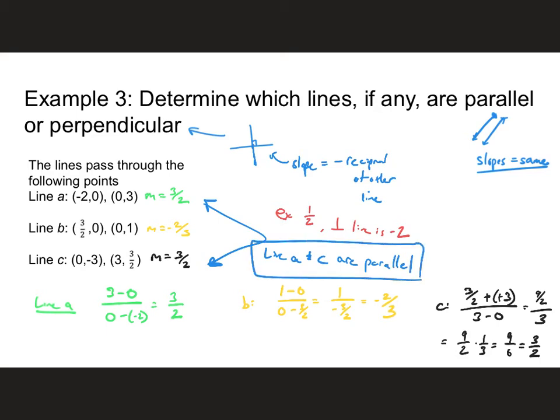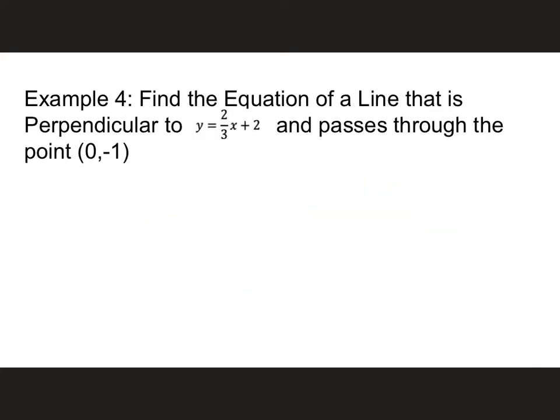And if you look here at line B, B is perpendicular to line A and line C. And it's perpendicular because the slope is the opposite reciprocal. We're going to keep that idea of what makes two lines parallel and perpendicular as we move into this problem.